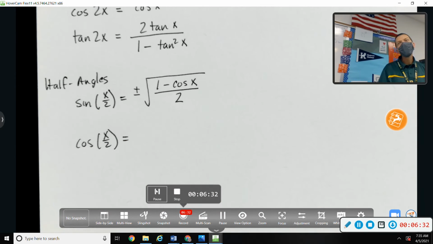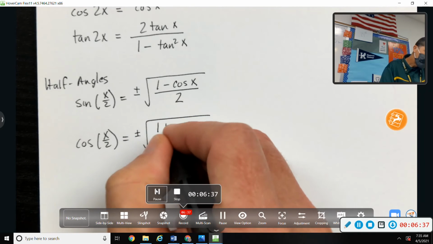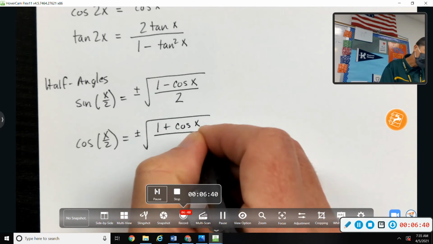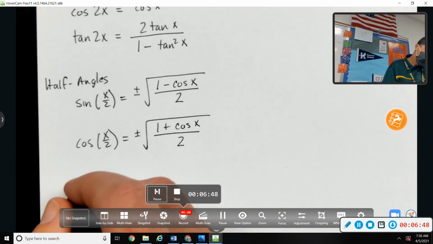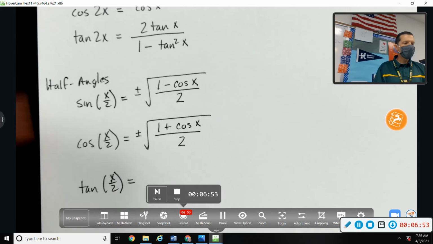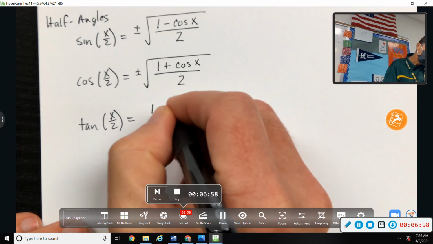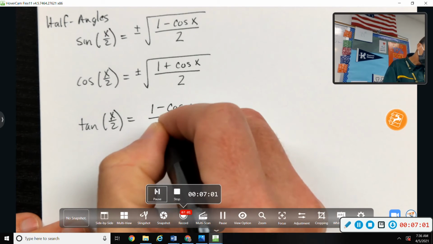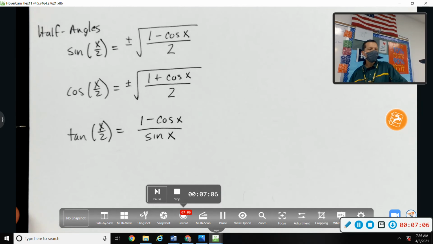Cosine of x over 2 is really similar. All we did was change the minus to a plus. 1 plus cosine of x all over 2. And then lastly, tangent of x over 2. So 1 minus cosine of x over sine of x. And the plus or minus takes care of itself for tangent. So you got to be careful with sine and cosine. Tangent takes care of itself.